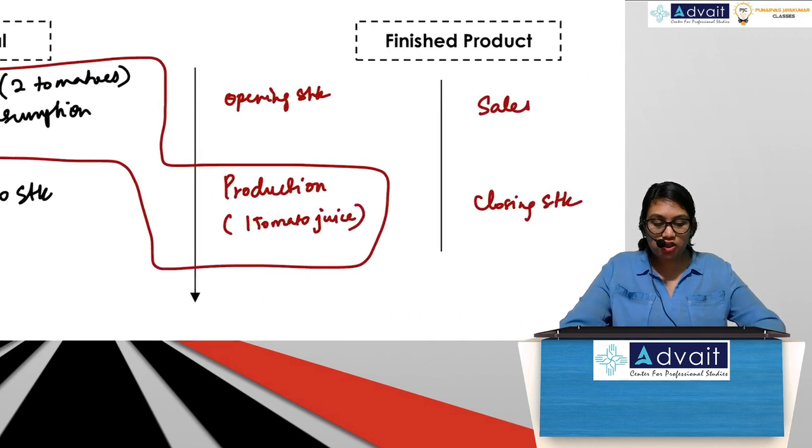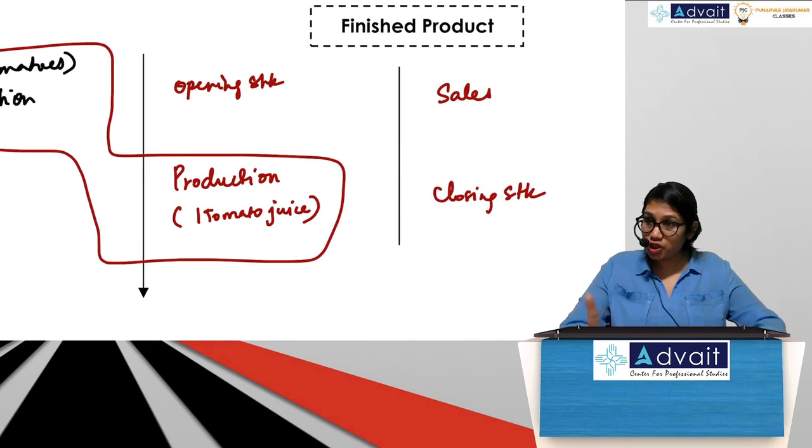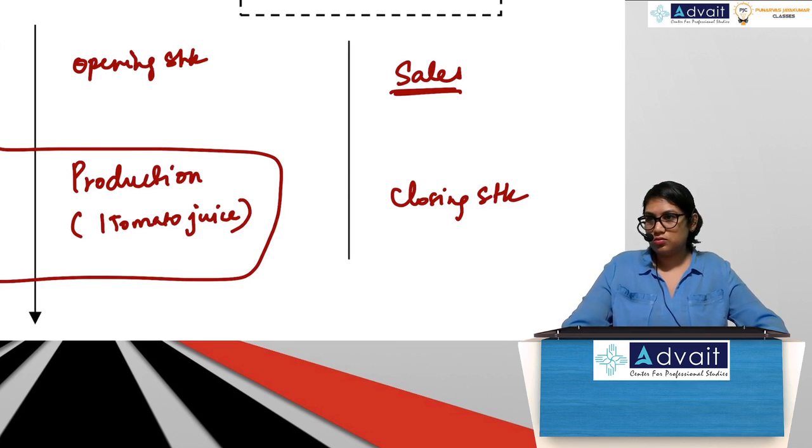Similarly, if they ask you to calculate production, then opening stock of finished goods you have to take, closing stock of finished goods you have to take. So sales plus closing stock minus opening stock. Similarly, if they ask you to prepare the sales budget, what will you say? Opening stock plus production minus closing stock. So obviously, if you're calculating sales, you have to take all those components which belong to finished goods.